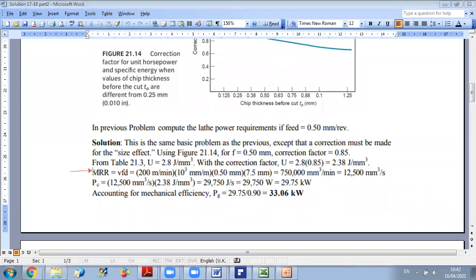The removal rate will double, okay? Because the feed rate was doubled. So we can get the value of the removal rate. And then the same procedure for the cutting power. We multiply the value of the removal rate by U, and then to account for the mechanical efficiency and get the gross power, we divide by 0.5. Okay, so here the idea was just to pay attention to the correction factor when the feed is different than 0.25.